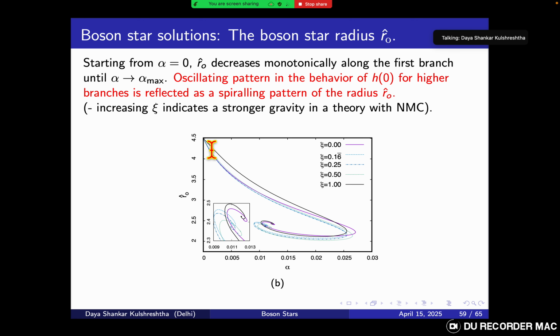So the second one is the plot of the radius of the boson star with alpha for different values of xi. And here you see, initially when we increase alpha, the radius of the boson star decreases, and after this value, it again starts increasing, and then eventually ends up showing an oscillating pattern, which actually corresponds to the oscillating pattern of the matter field at the center of the star. So this is the spiraling pattern of the radius R0, which is blown up here in this figure.